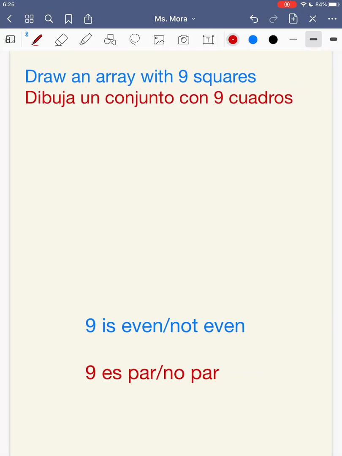Alrighty, guys, try this one on your own. It says, draw an array with 9 squares, okay? 9 squares in total. So you're going to draw your array, and then I want you to circle 9 is even or 9 is not even. Okay, so pause the video and then come back to check your work, okay? This is not your exit ticket yet. Your exit ticket is after this, but this one you're just practicing on your own to check to see if you've got it.